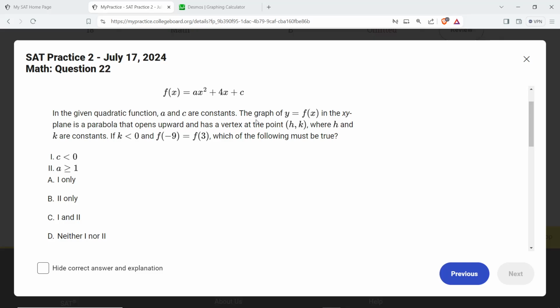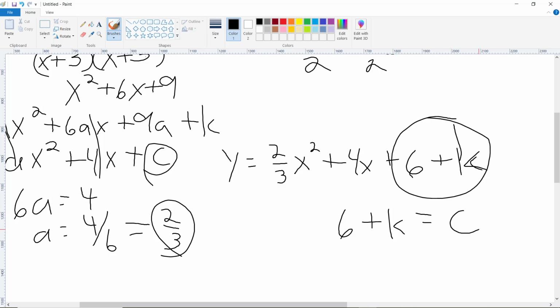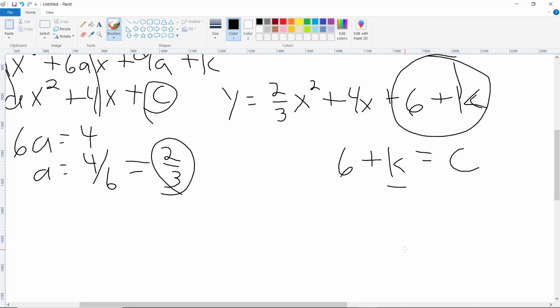I've eliminated choice B. I've eliminated choice C. Now I've got a 50-50 shot. It's either A or D. But 6 plus k equals c. That's the constant. 6 plus k equals c. And the question says that k is negative. So 6 plus a negative number would be less than 6. Maybe the number is -1, so then it's 5. That's less than 6. Maybe the number is negative 0.0000001. Then the number is 5.99999, whatever. So 6 is greater than c, or c is less than 6.